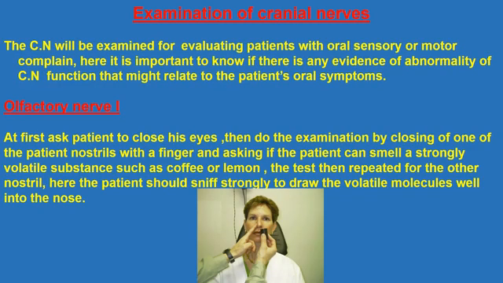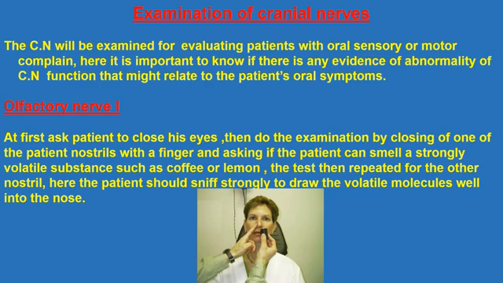Examination of cranial nerves. This examination is not routinely done by the dentist, but it is important for certain cases, such as if there is an accident, such as a car accident, or in case there is evidence of any sensory or motor complaint. The first nerve to be examined is the olfactory nerve, which is cranial nerve number 1. This nerve is responsible for the sensation of smell.